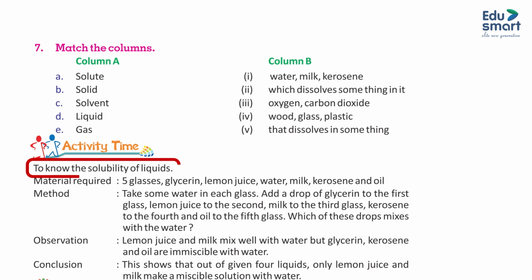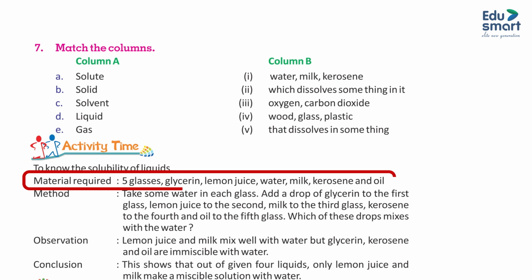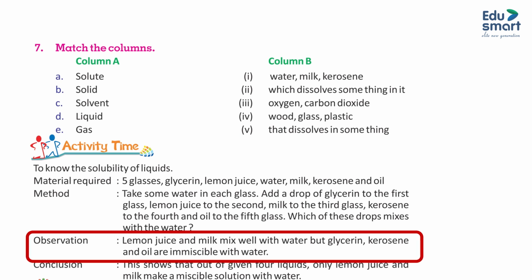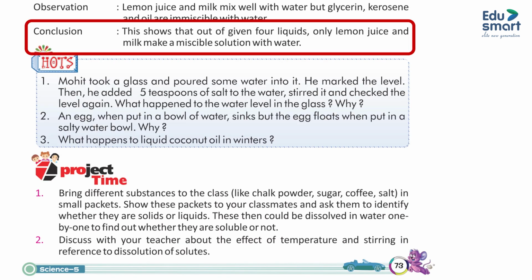Activity time. To know the solubility of liquids. Material required: 5 glasses, glycerin, lemon juice, water, milk, kerosene, and oil. Method: take some water in each glass, add a drop of glycerin to the first glass, lemon juice to the second, milk to the third glass, kerosene to the fourth, and oil to the fifth glass. Which of these drops mixes with the water? Observation: lemon juice and milk mix well with water, but glycerin, kerosene, and oil are immiscible with water. Conclusion: this shows that out of the given liquids, only lemon juice and milk make a miscible solution with water.